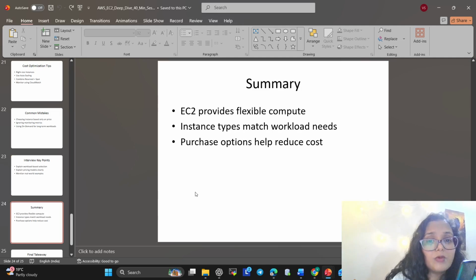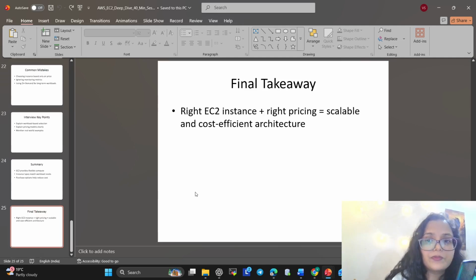And the summary of what we have discussed: EC2 provides flexible compute, instance types match workload needs, and purchase options help reduce cost. Final takeaways: choose the right EC2 instance, right pricing, and a scalable and cost-efficient architecture.